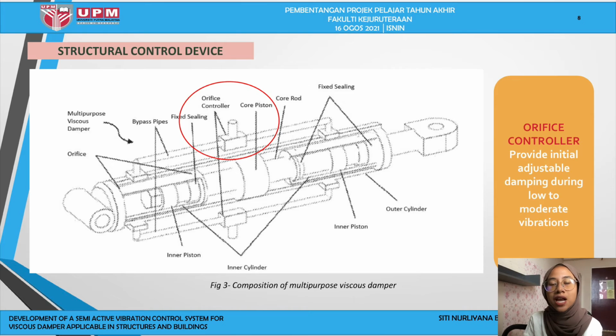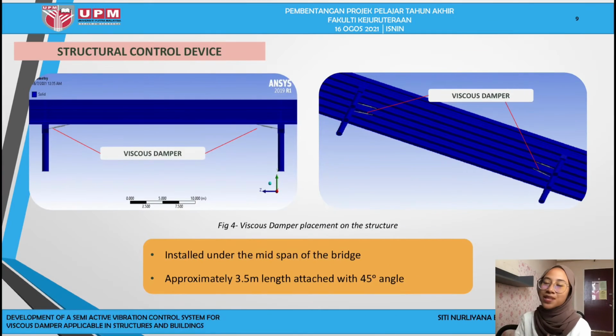The control measures are imposed by modifying the mechanical properties of the control unit, and in this case, the orifice controller valve will provide an initial adjustable damping during low to moderate vibrations, and 4 different valve percentages obtained by modifying the valve position will be used in the parametric analysis. This multipurpose structural damper was best installed under the main span of the bridge deck with an approximate length of 3.5 meters, attached at a 45-degree angle.